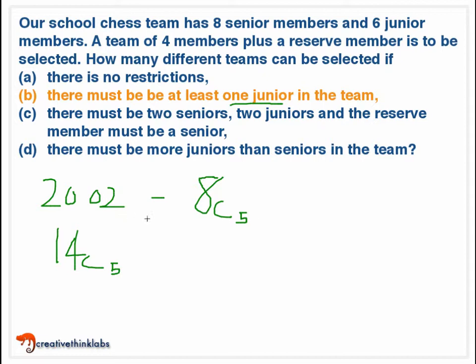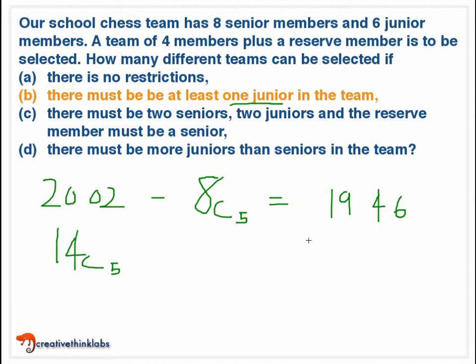That means not even 1. The question I'm interested in is at least 1 junior member. So if I do this computation here, I will get the answer that I need. In this case, if I take 14 combine 5 minus 8 combine 5, that will give me the answer that I need, which is 1946.